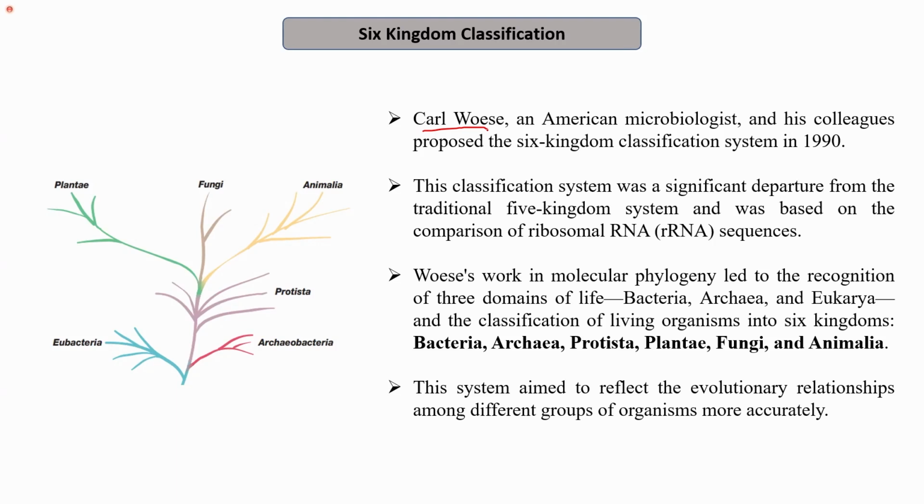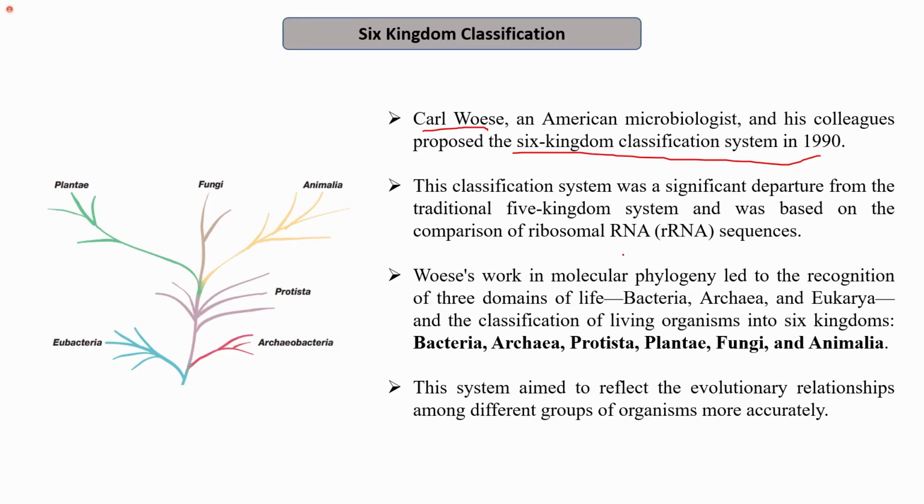So this is the 6 kingdom classification, which was proposed by Carl Woese, who was an American microbiologist, and he proposed this 6 kingdom classification in 1990. This classification system was a departure from the traditional 5 kingdom classification, where all the organisms were classified into the 5 kingdoms based on their cellular structure, mode of nutrition, or on the basis of their cell wall structure, etc. Now, in this 6 kingdom classification, newer technologies, or we can say sequencing, were used to analyze the similarities and differences between the different organisms.